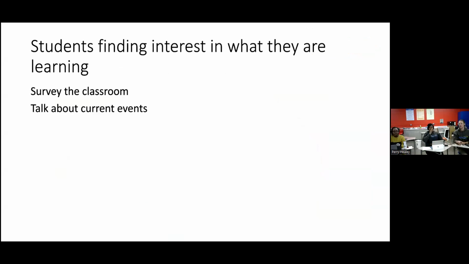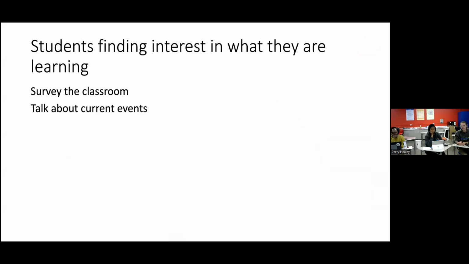Finally, we want to make sure we mention that finding students' interests in what they're learning about is very important. So when the topic that we are learning about comes from students, it is much more powerful than if that topic is coming from a teacher.